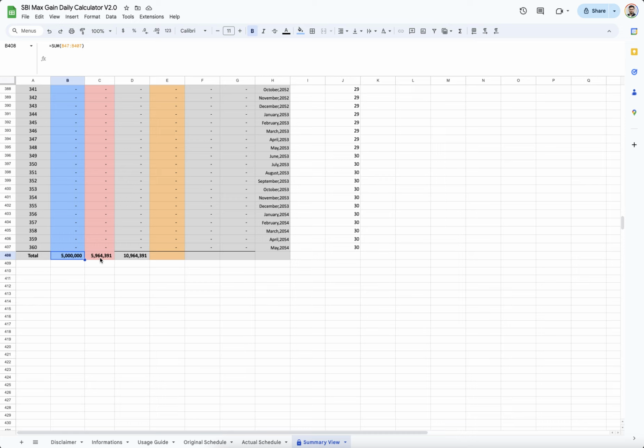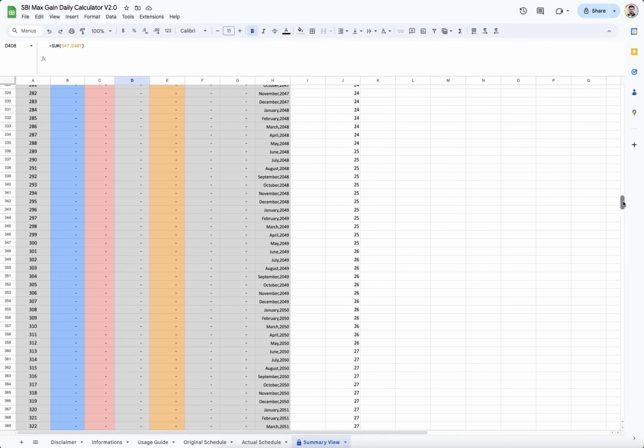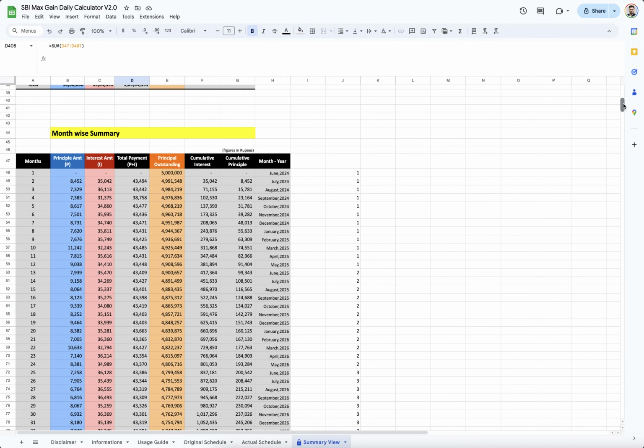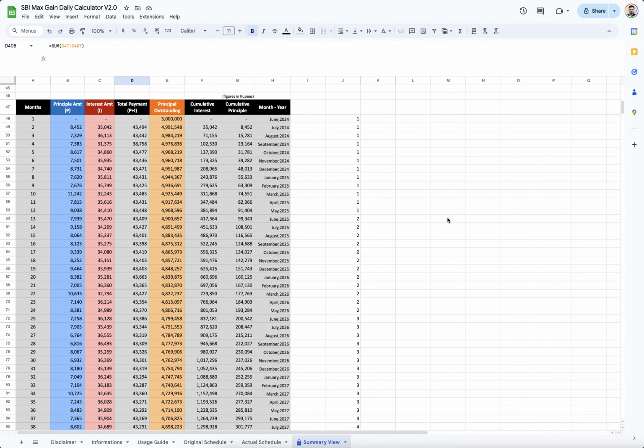This is the interest, and this is the total amount that we paid to the bank. It will show you, for each month of the year, how much amount you are paying to the bank. This is the principal amount for the year. This is the interest amount for the first month.